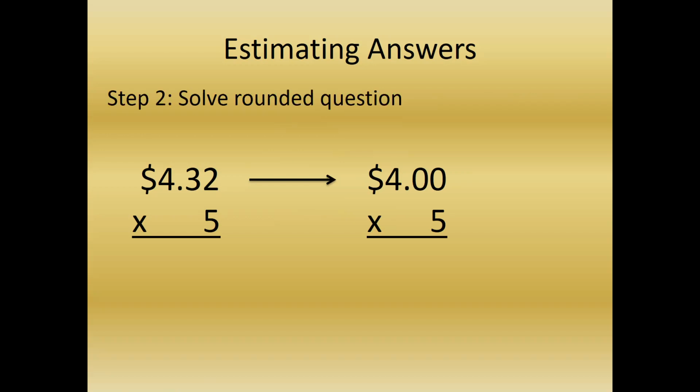Step number 2 is to solve our rounded question. So we have $4 times 5. Again, we can put the zeros to the side for now. So we can just do 4 times 5, which is equal to 20. So 20 goes below the 4. Then we can add our 2 zeros on because there's 2 zeros in the question, so they go behind the 20. Our next step is to make sure the decimal point goes into the right spot. We drop it straight down, so it becomes 20.00. Then we add in our dollar sign, otherwise it's not a complete answer. Don't forget the dollar sign. So that means $4 times 5 is equal to $20.